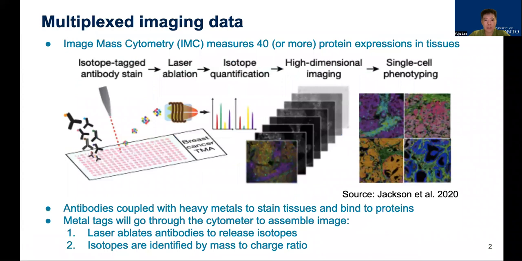IMC is a type of multiplex imaging data. It can measure 40 or more protein expressions in parallel. The workflow involves antibodies coupled with metal tags to stain tissues and then bind to proteins. And these tags will go through the cytometer to assemble images.